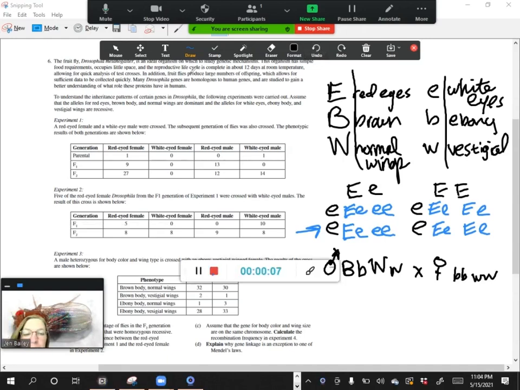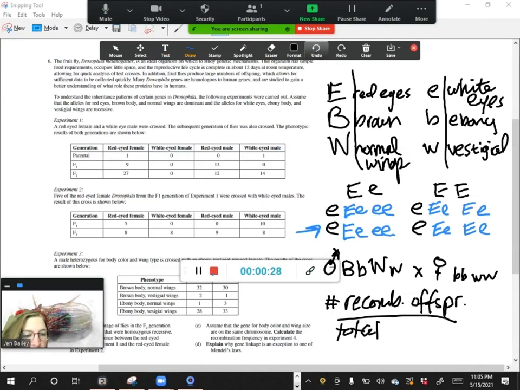So the recombinant frequency is the number of recombinant offspring, any of those offspring that have a different combination of traits than their parents, divided by total offspring. Then you multiply that by 100, and that's going to be the frequency. That'll be the percentage. So we can easily do this.